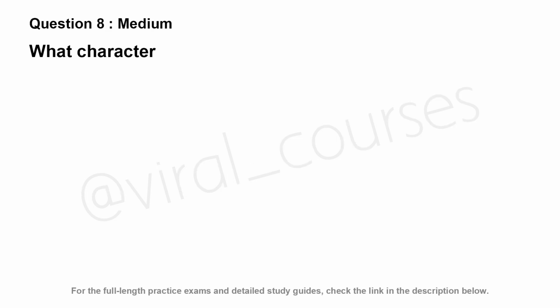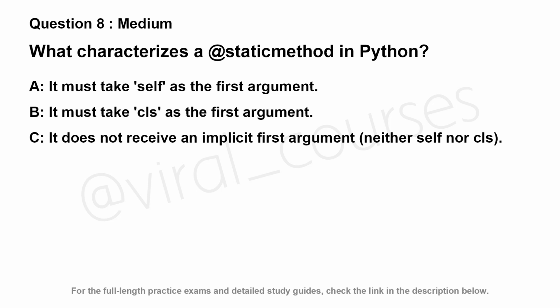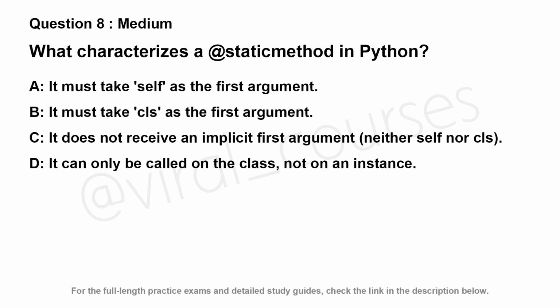What characterizes a static method in Python? Option A. It must take self as the first argument. Option B. It must take cls as the first argument. Option C. It does not receive an implicit first argument, neither self nor cls. Option D. It can only be called on the class, not on an instance.